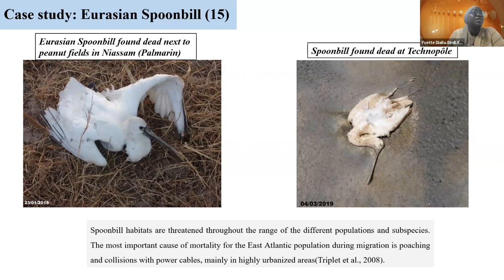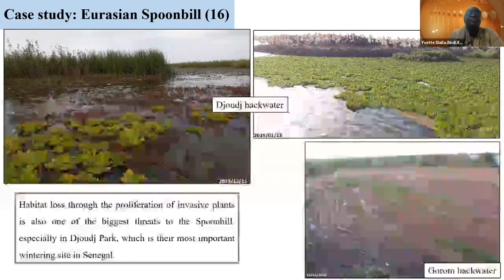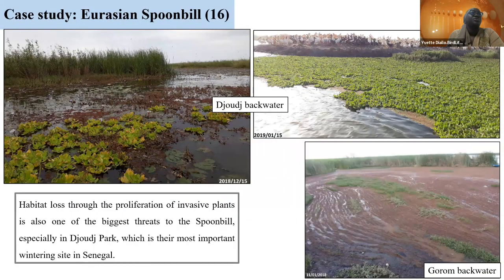According to Triplet et al., spoonbill habitat is threatened throughout the range of the different populations and subspecies. The most important cause of mortality for the East Atlantic population during migration is poaching and collision with power cables, mainly in highly urbanized areas. Next. Habitat loss through the proliferation of invasive plants is also one of the biggest threats to the spoonbill, especially in Jute Park in Senegal, which is their most important wintering site in Senegal. We have an example in the picture of the invasive plant. Next.